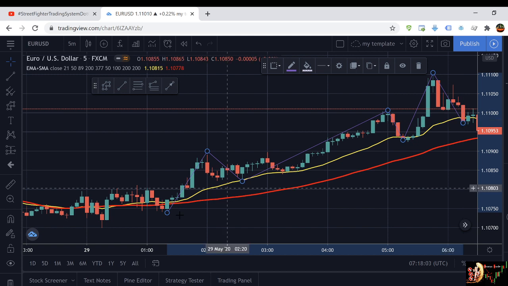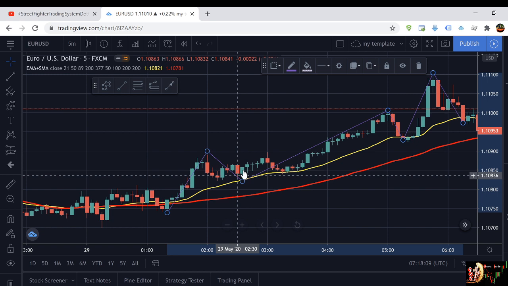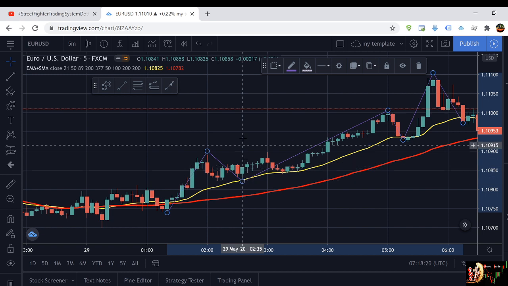So here, impulse, retrace, we have the 21 EMA bounce. The candle is really good. It's a hammer. So I would have put a buy stop over here, and I would have computed my risk-to-reward ratio of 2 to 1, and I think we would have got filled over here, right? So it's a winning trade.